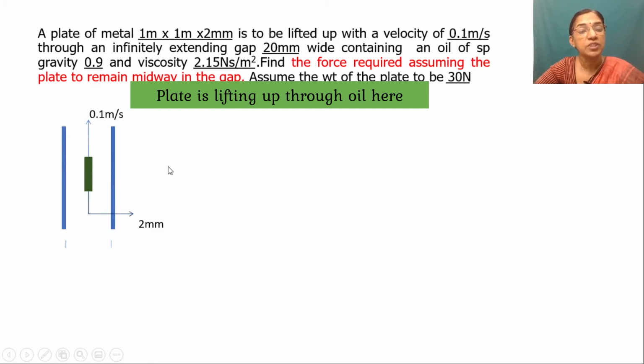If you want to find out how much force is required to keep this plate at the middle portion, we have to see what are the forces acting on the system. Here you can see that the metal plate is 1 meter by 1 meter into 2 mm. So 2 mm is this thickness. The total gap is given as 20 mm. Since the thickness of the plate is 2 mm, the gap on this side is 9 mm and on this side is 9 mm. So the total gap is equal to 20 mm, and we are interested to find out the force required to keep this metal plate at the middle of the gap.